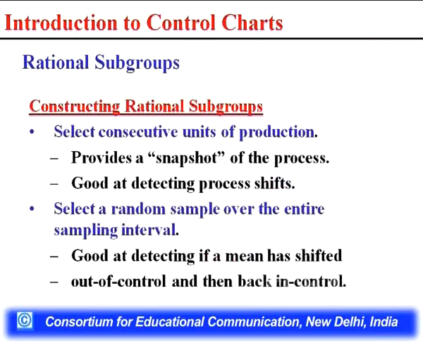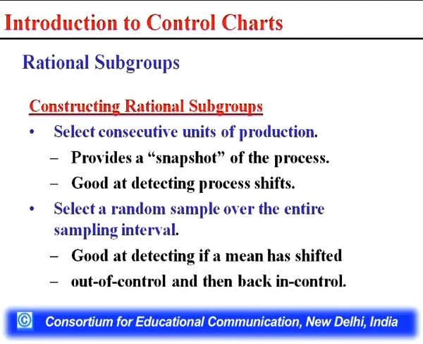Rational subgroups. Subgroups or samples should be selected so that if assignable causes are present, the chance for differences between subgroups will be maximized, while the chance of differences due to these assignable causes within a subgroup will be minimized. Constructing rational subgroups: select consecutive units of production, which provides a snapshot of the process, good at detecting process shifts. If you are taking regular readings, we can identify the process shift also.